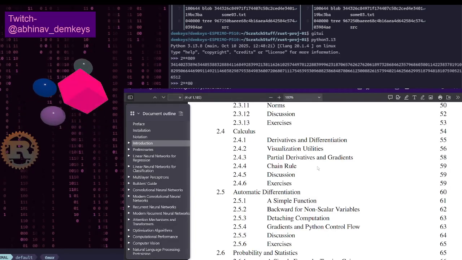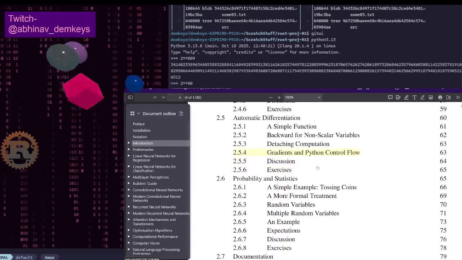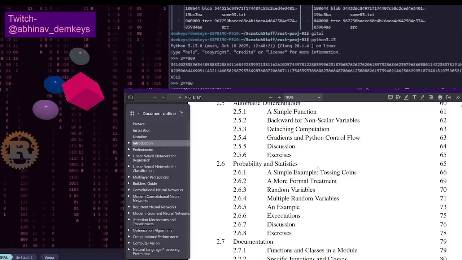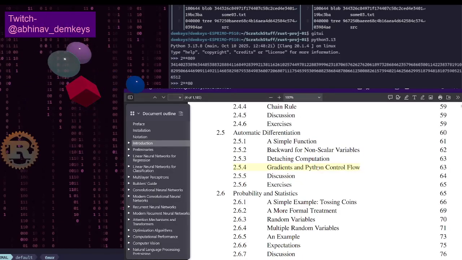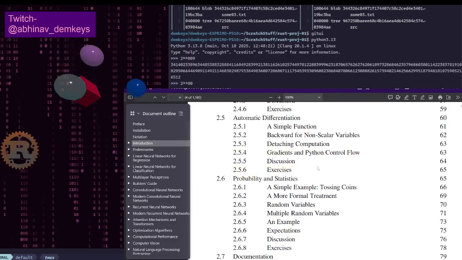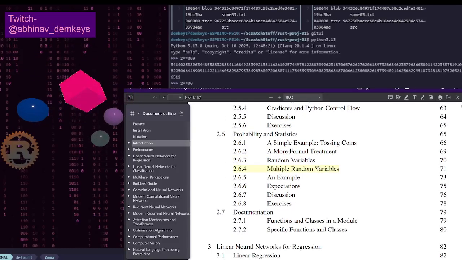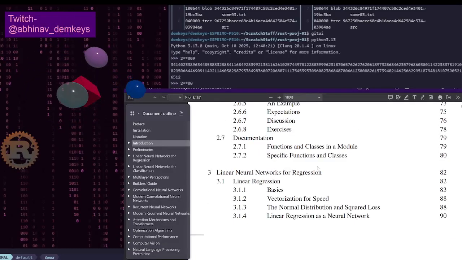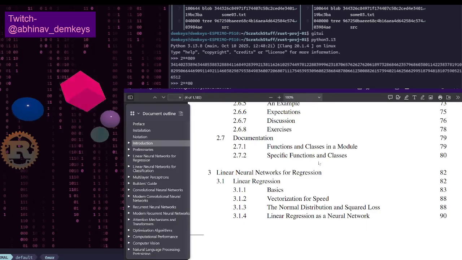Anyways, moving on. It then goes into automatic differentiation, which is autograd. It's the system that PyTorch uses to calculate your gradients and also do the back propagation for you. Then I haven't looked into the rest of the stuff, so I guess we can explore this together.